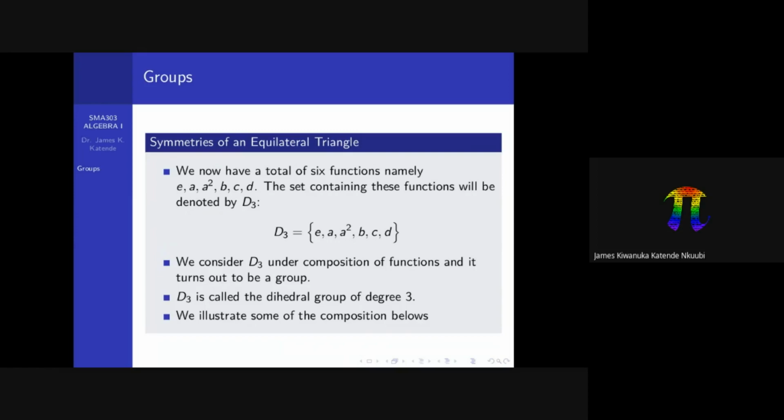So we gave them names, each of the transformations, and we treat them as functions. So we have E, A, A squared, B, C, and D as our functions. And we shall denote the set containing these functions as D3. D3 contains E, A, all these 6 functions. Since we already know what they are, we can just write them by the letters that represent the functions.